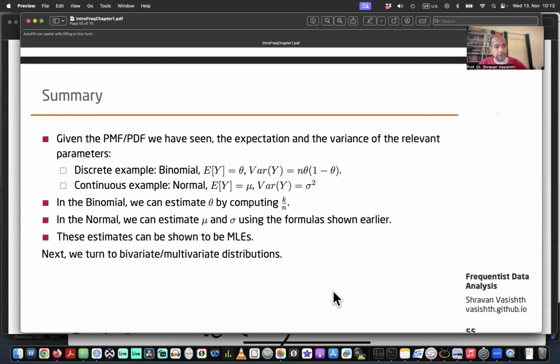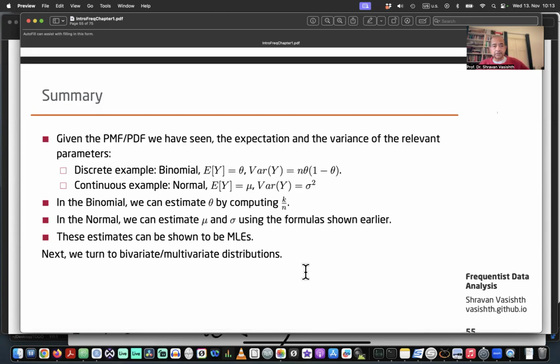So we've talked about expectation and variance in discrete and continuous cases, and I've shown you how we can estimate parameters in the binomial by computing k over n, the proportion of successes. We can also estimate the mu and sigma using the formula shown earlier, right? So these will be important first steps: getting estimates of the parameters in whichever distribution we are talking about, discrete or continuous. The first step will always be to get an estimate of the parameters of interest. And which parameters are of interest will depend on which distribution we are talking about. Okay?